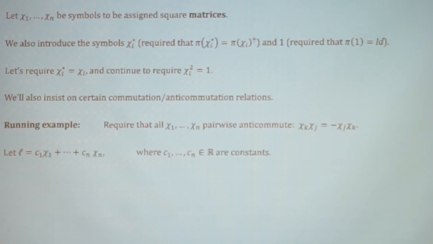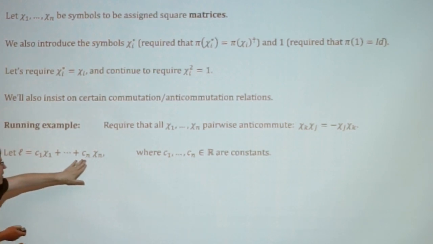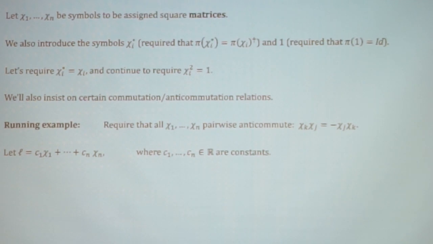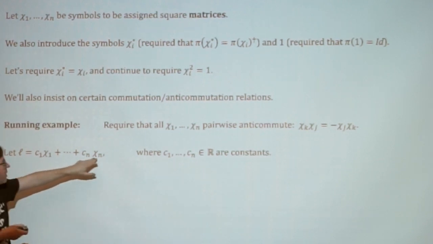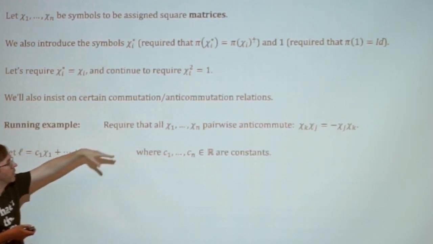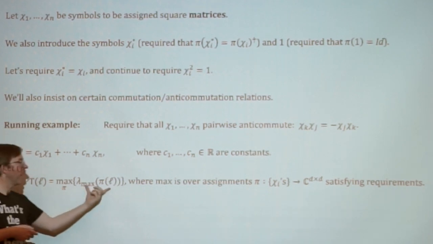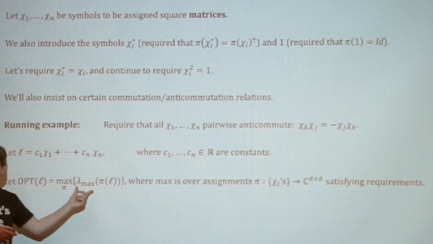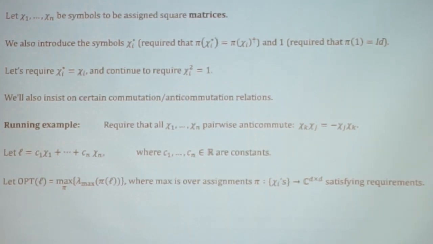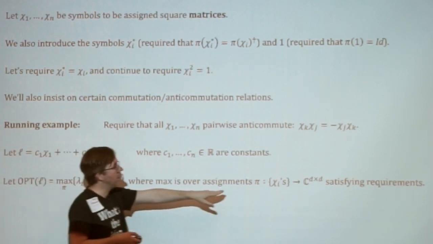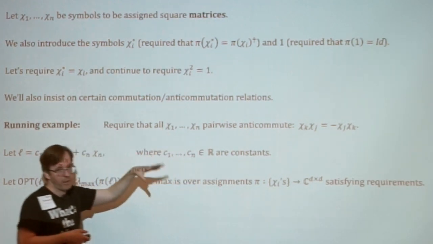Okay, let's think about this a bit. Let's start at degree 1. You're given this formal polynomial expression. The c's are real numbers. And pi is supposed to assign these symbols to reflection matrices that anti-commute. What are you trying to do? You're trying to maximize the maximum eigenvalue of the resulting matrix assignment, or the minimum eigenvalue if you're a physicist, over all the assignments of pi to matrices in your choice of dimension, that's up to you, that satisfy the requirements.